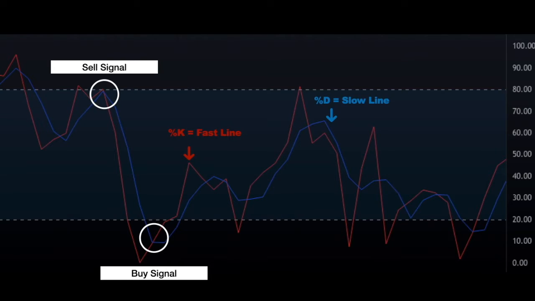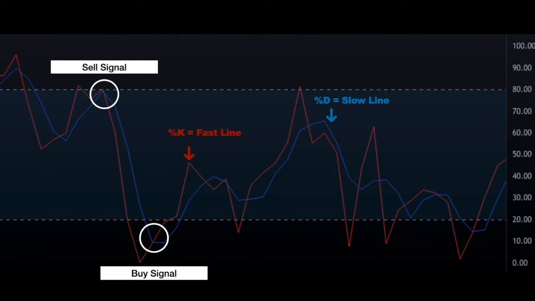The red line is called the percentage K, also known as the fast line, and is more sensitive to price changes. The blue line is called percentage D, also known as the slow line, and is the one that allows you to generate buy or sell signals.